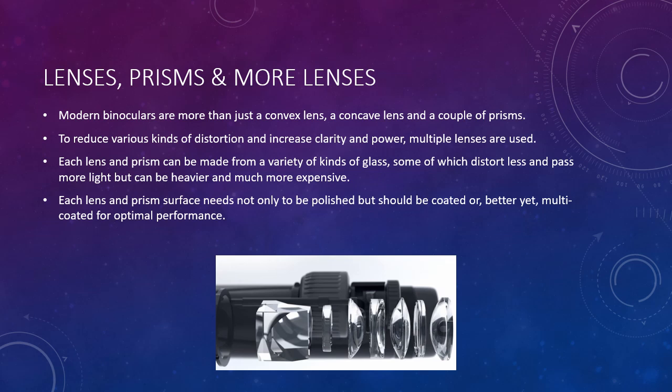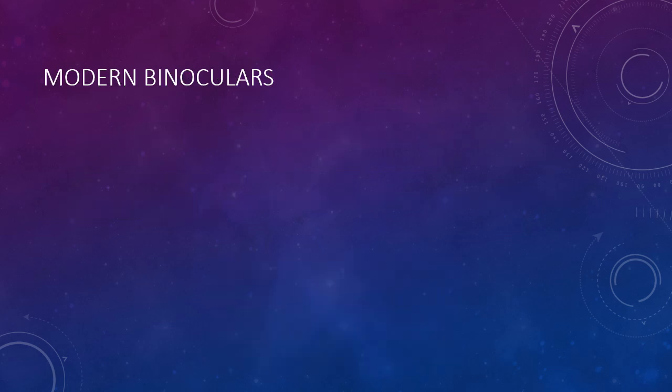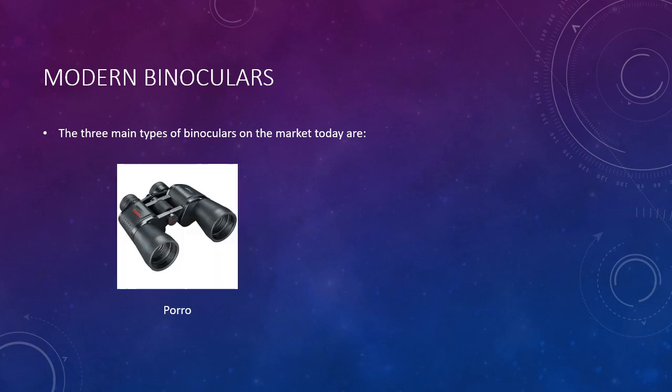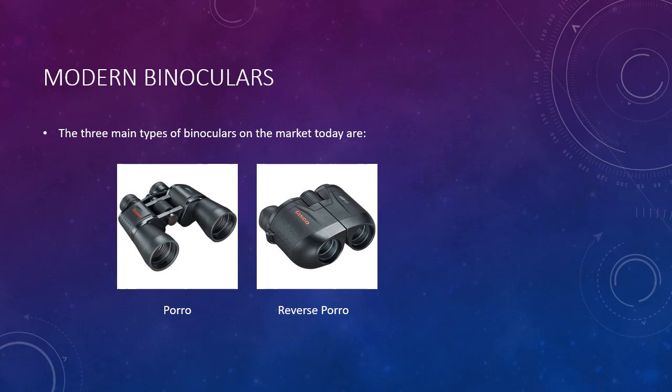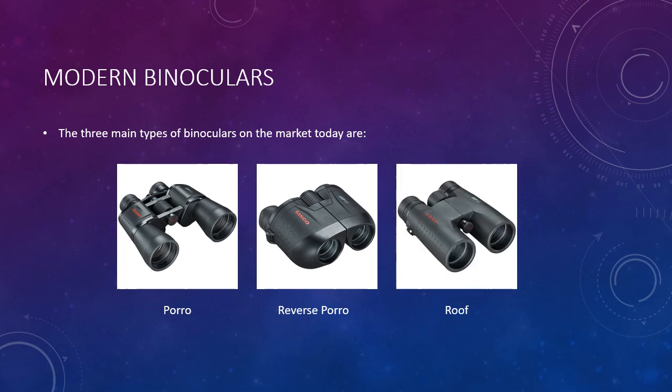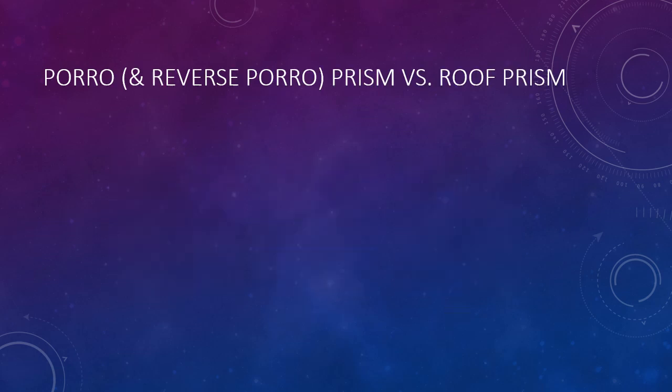Each lens and prism surface needs not only to be polished, but should be coated, or better yet, multi-coated for optimal performance. Modern binoculars. The three main types of binoculars on the market today are Porro, Reverse Porro, Roof. Porro and Reverse Porro prism versus Roof prism.